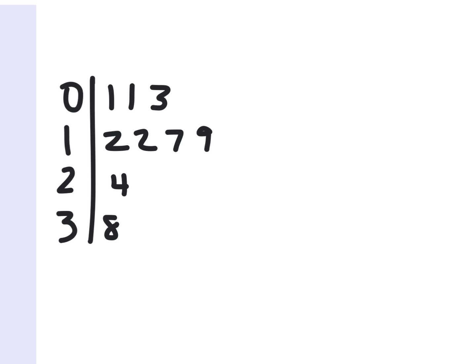Everybody write this down, please. If you weren't with me before, get with me now. Copy that in the margin right now. All right, now we're going to go 1, 1, 3, 2, 2, 7, 9, 4, and 8. Let's imagine for a minute that this is representing the ages at a family gathering.